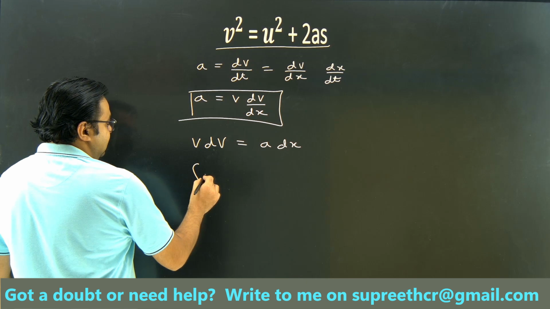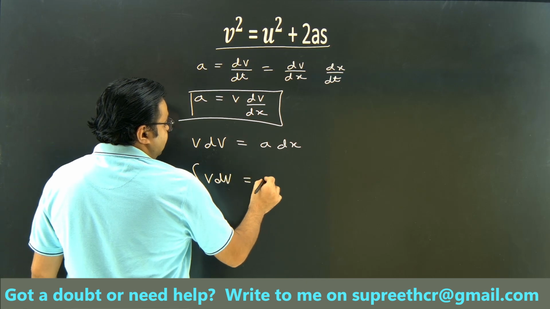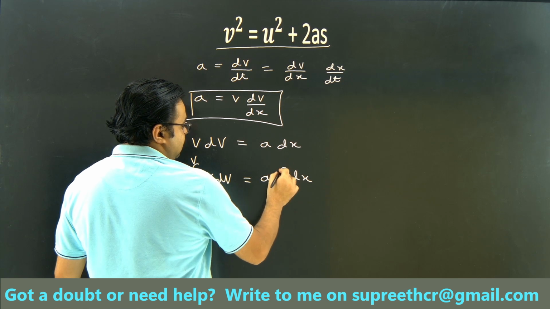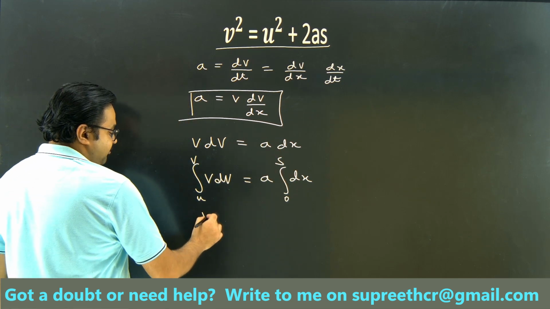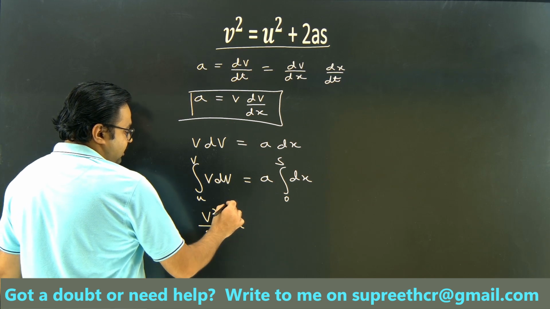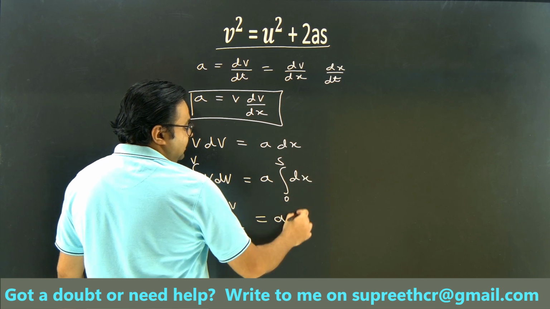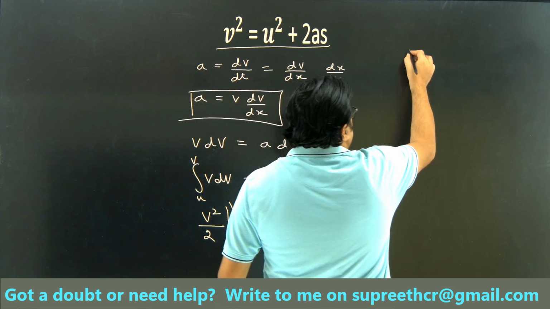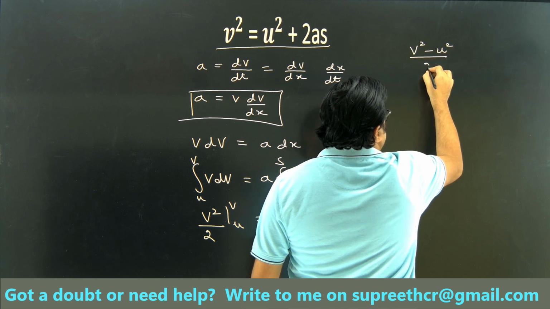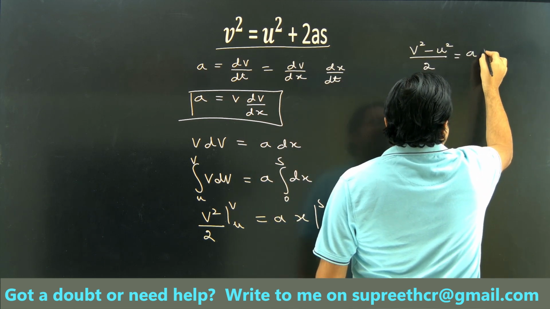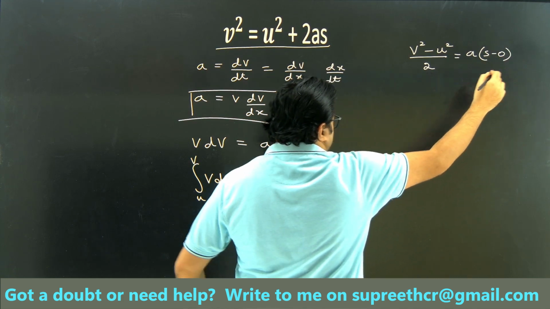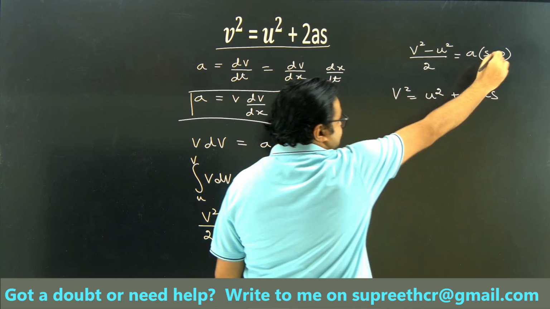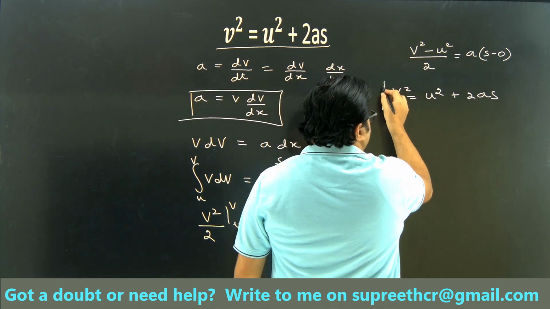Let's integrate this. We have integral of v dv equal to, acceleration stays outside, it's a constant, and then you have dx. This goes from initial to final, and this goes from 0 to s. If you integrate this, you will have v square divided by 2, which has to be evaluated between initial and final velocities. It's equal to a into the integral of dx, which becomes x, evaluated between 0 and s. When you do it, you have v square minus u square divided by 2 equal to a multiplied by s minus 0. Send the 2 to the other side, you have v square equal to u square plus 2as. After multiplying the 2, I just transferred the u square onto the other side, and there you go.